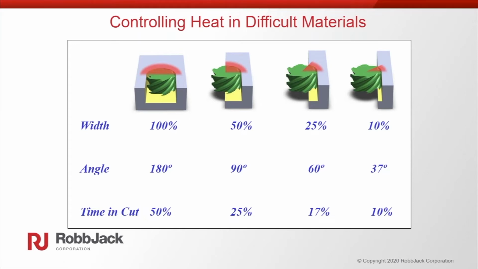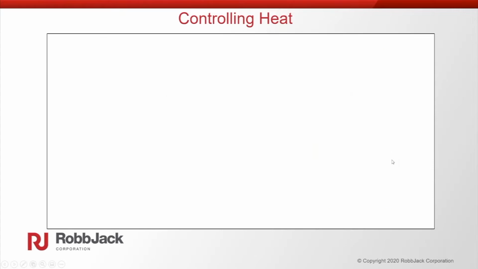And so what this does is, as this tool comes around and is rotating, when you're in a light radial width of cut, the tool spends a lot less time in the cut and a lot less time generating heat. So it's in that cut for a very short period of time. This is the recommended 10% width of cut, or 37 degrees angle of engagement, for most of the difficult materials that you're going to encounter in making medical parts. And when you do this type of thing, it reduces the heat generation.